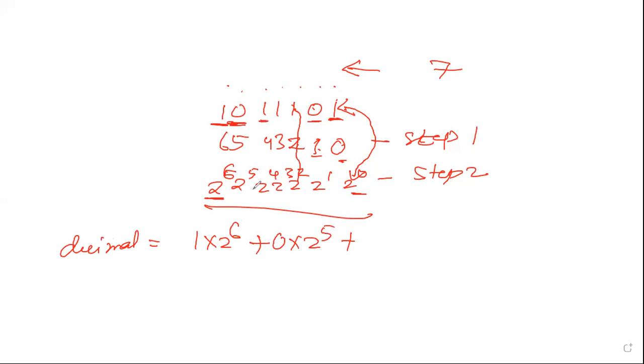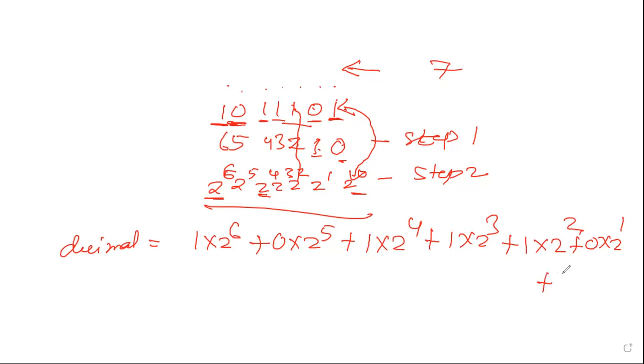Now again, this is 1 into 2 to the power of 4 plus 1 into 2 to the power of 3 plus 1 into 2 to the power of 2 plus 0 into 2 to the power of 1 plus 1 into 2 to the power of 0. So this is the decimal number. Now calculate it and get the final value.